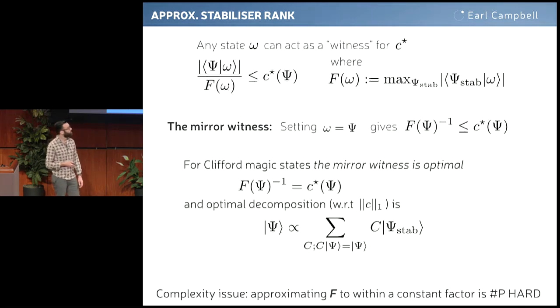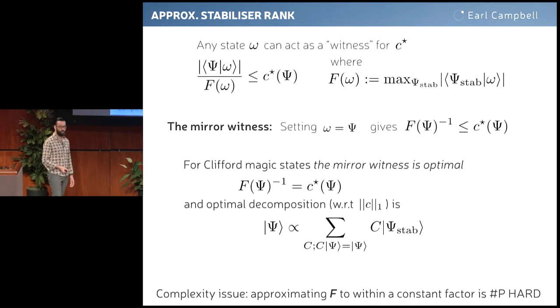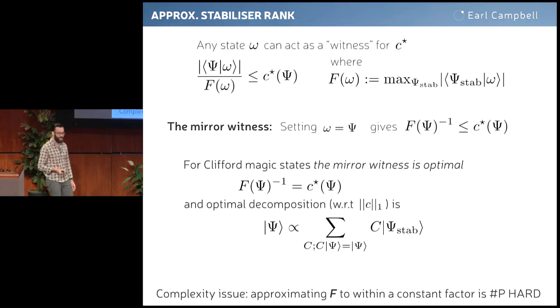And furthermore, if the magic state that you're interested in is one of these Clifford magic states, the ones that we know we can use to deterministically inject a unitary, then the mirror witness, I've only just started calling it that, so let's see if it survives into the paper, the mirror witness is going to be optimal. So it actually tells you what C star is. And it also tells you what the decomposition is.